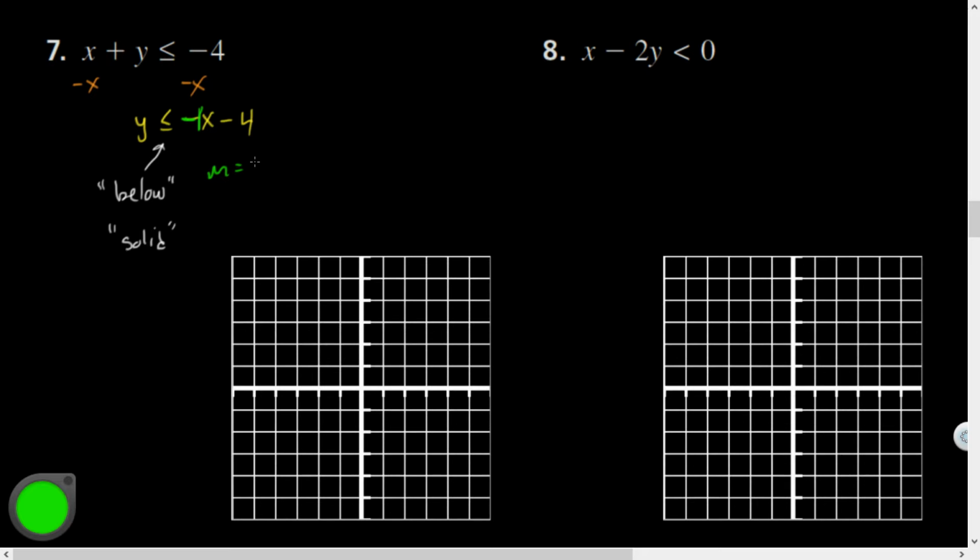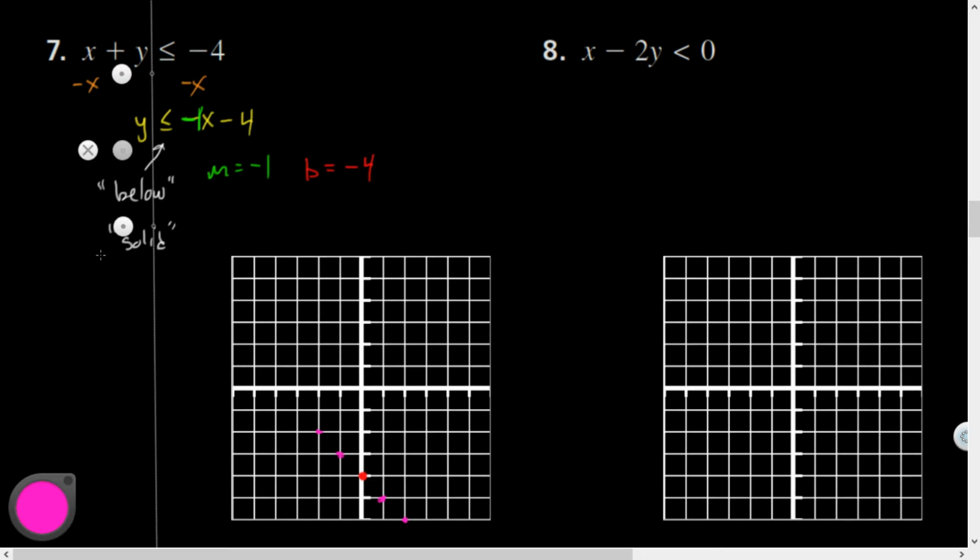Yeah, there's a little invisible 1 there. So -1, and the y-intercept, -4. So here's -4 on the graph, and let's move down 1 and over 1, and down 1 and over 1. And I can also get the same thing by going up 1 and backwards 1. And let's draw this line.